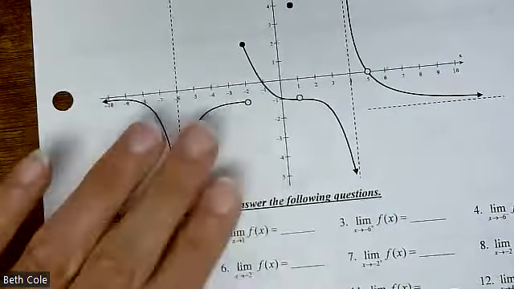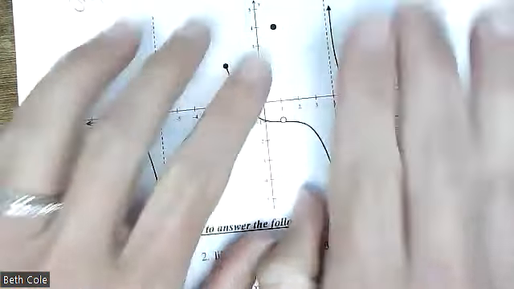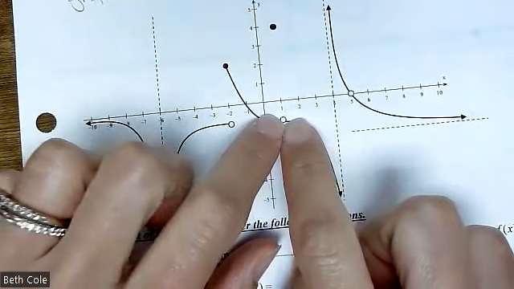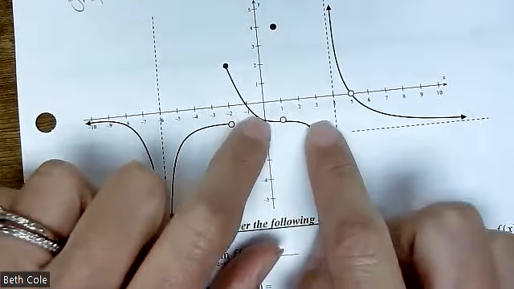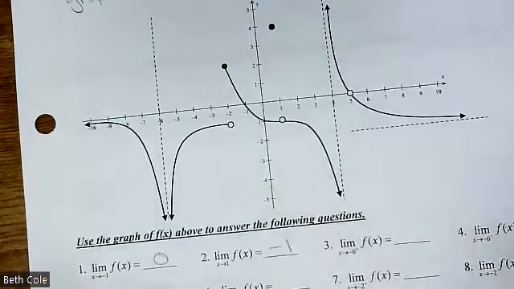All right, limit as x goes to 1. So I'm going to cover up everything else except 1. Watch me point to this. Where are both sides headed? I know there's a hole, but it doesn't matter. It's where are they headed? -1 is your answer. It's just the behavior of the graph at that point.